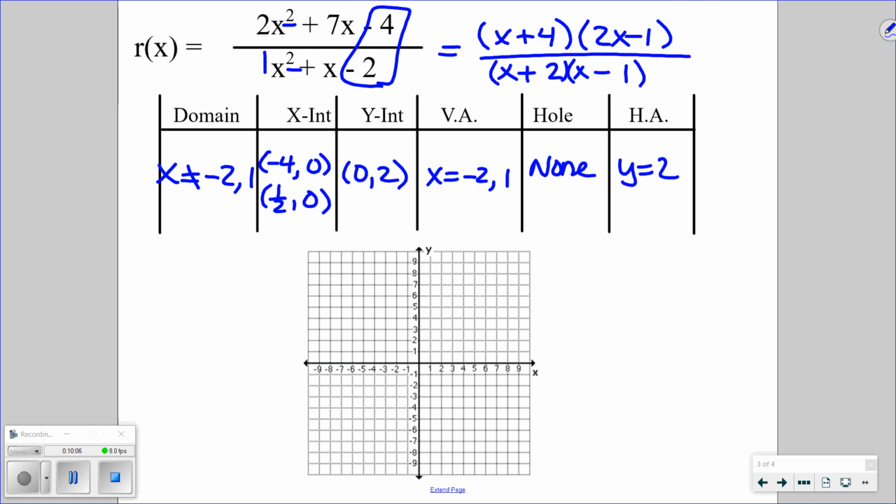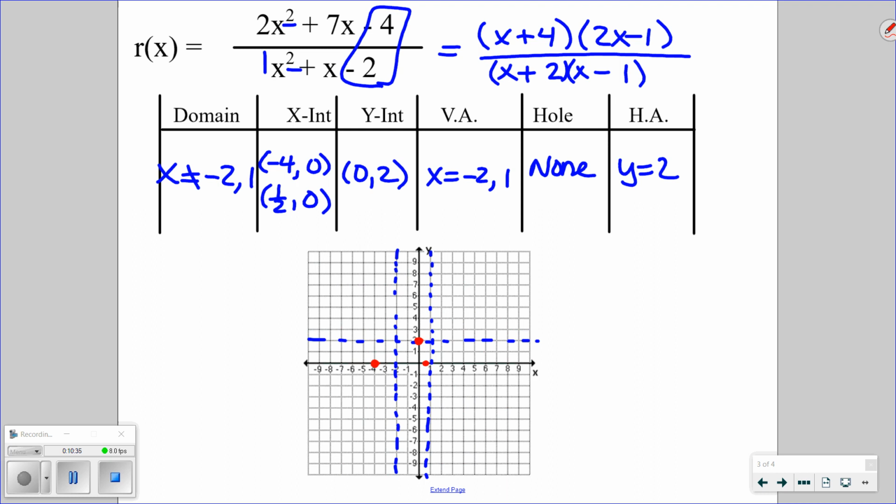All right, let's try to sketch the graph. So this one has two vertical asymptotes, one at -2 and one at 1. And then our HA is y equals 2. And then our x-intercepts are -4, 0, and 1/2, 0. And our y-intercept is 0, 2.